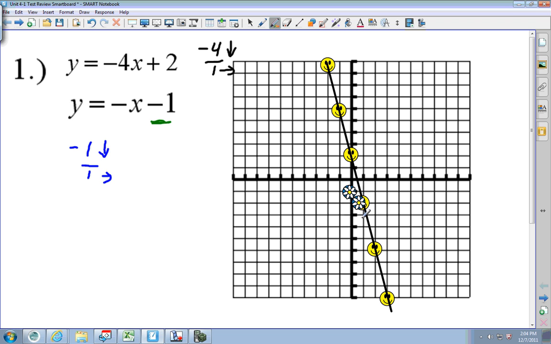There's where they cross. Down 1 to the right 1. Make sure that you're showing your teachers that you are able to graph. That's one of the standards, is making sure that you can graph these lines.